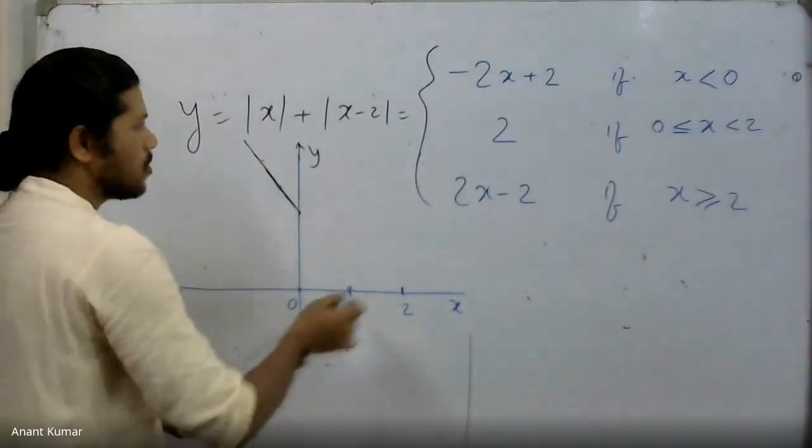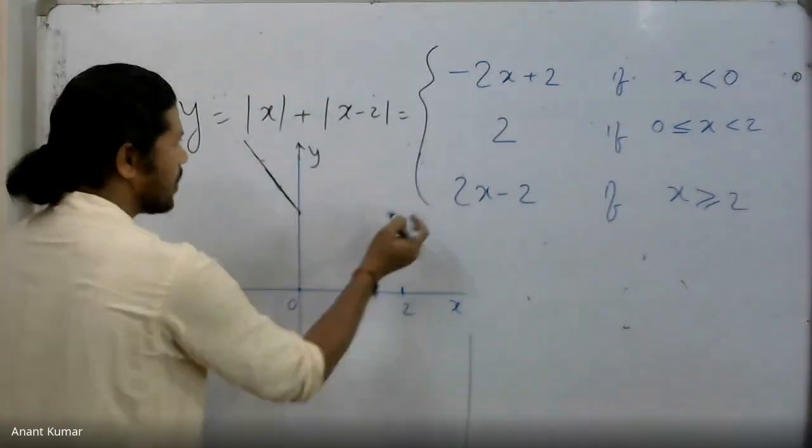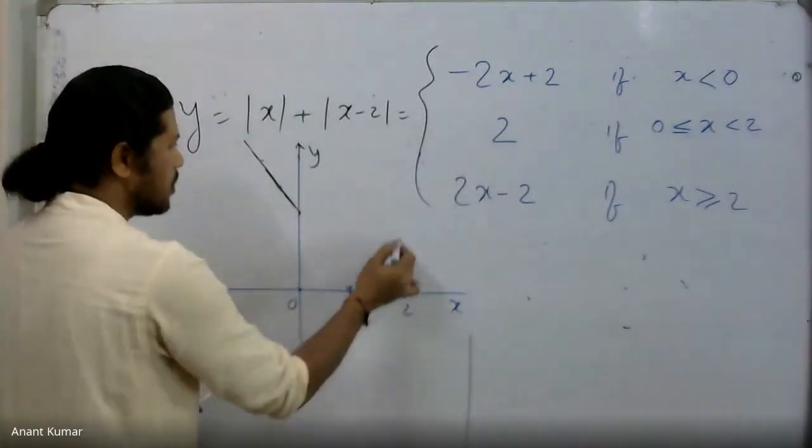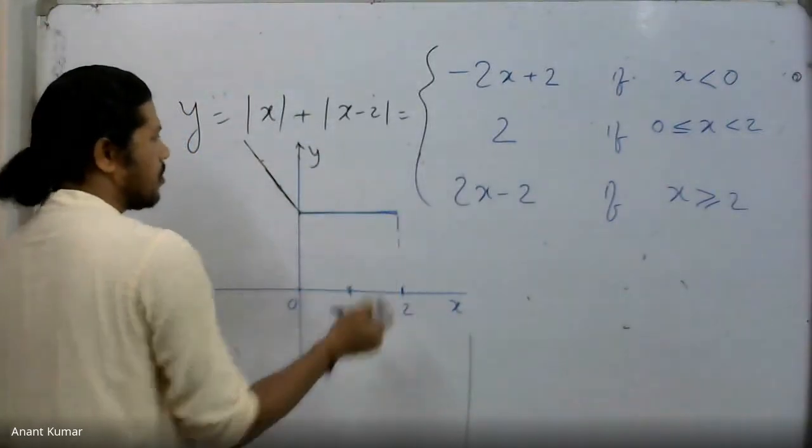Then similarly, if I look at between 0 and 2, between 0 and 2 the graph is simply y equal to 2. Y equal to 2 is a horizontal line like this. Okay, that is y equal to 2.